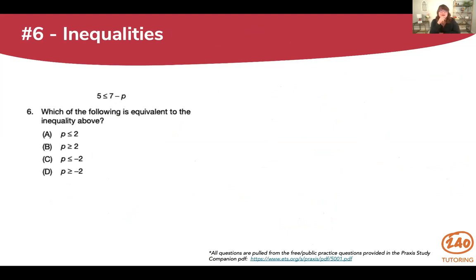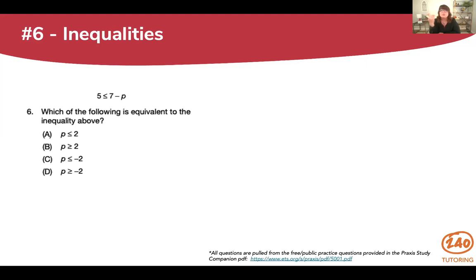All right, it says 5 is less than or equal to 7 minus p. Which of the following is equivalent to the inequality above? Now, again, if you read the explanation in the manual, in the preparation materials, it's quite technical. I've been teaching math for a long time, and even I read that and I had to read it twice.